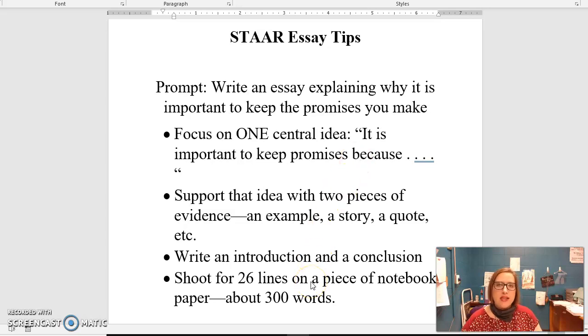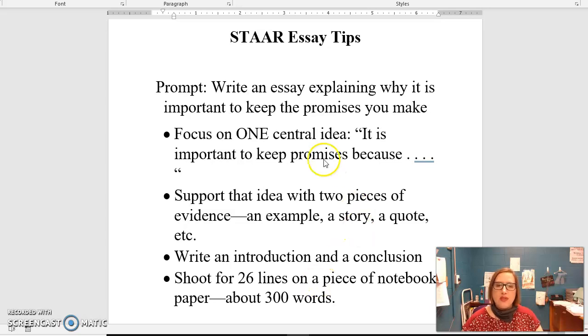For your STAAR essay, ideally, you should be shooting for about 26 lines on a piece of notebook paper. If you're typing it up and using your word count feature, it'll probably be around 250 to 300 words. It all has to fit just on one page when you take the STAAR on your STAAR paper. So that's just going to give you an idea. So just make your best effort at it.